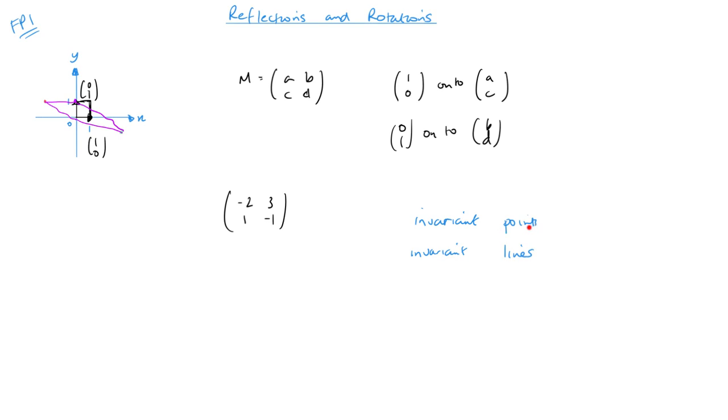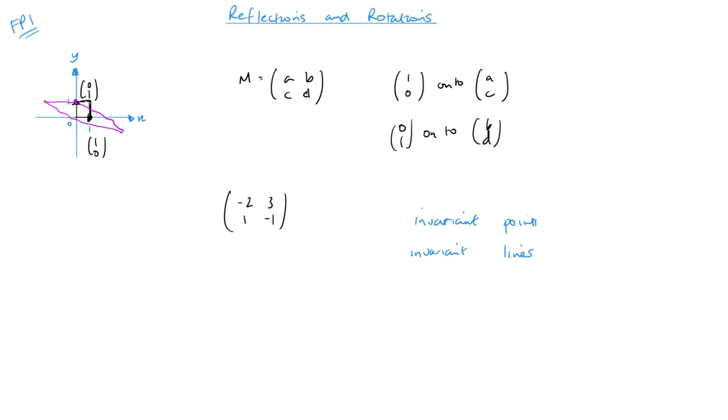An invariant point is a point that does not change. In this case, (0, 0) was an invariant point. It stayed the same. And invariant lines are lines that don't change. So if I had a reflection in the y-axis, that would be an invariant line. If I had a reflection in the x-axis, that would be the invariant line. We'll look at that a little bit more when we look at some examples.